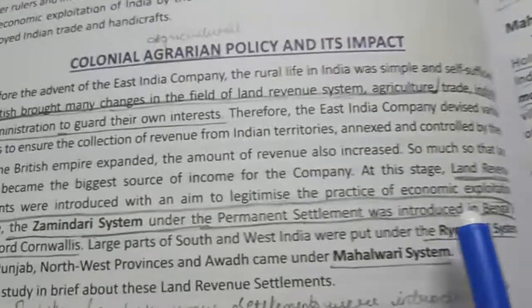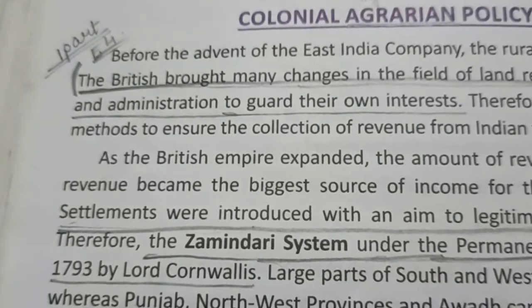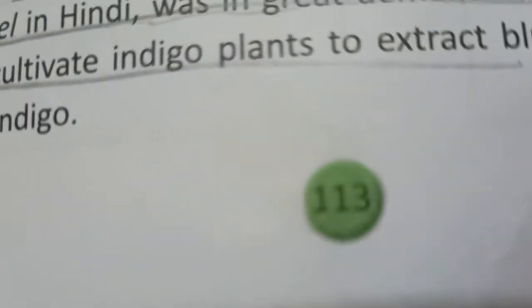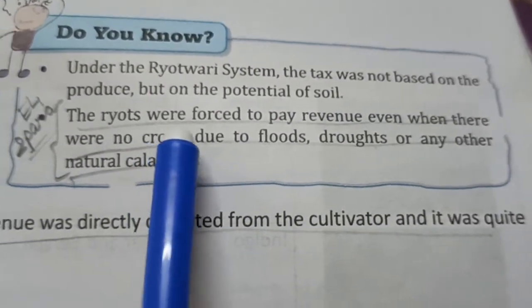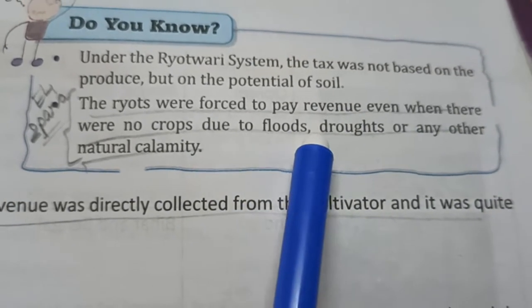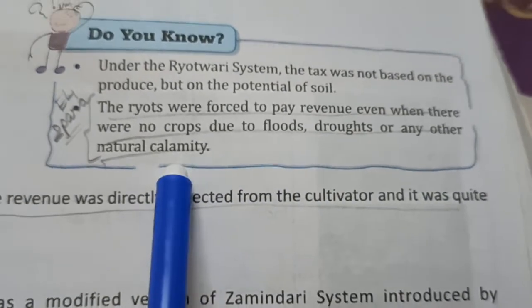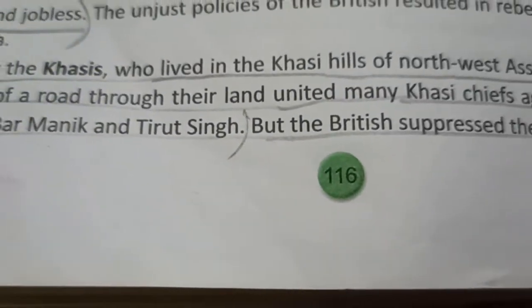Now, as I have told you, you will write the answer of this question in 3 parts. So second paragraph you will write, take out page number 113. It is written, E, fourth answer. Second paragraph you will write, the Ryots were forced to pay revenue even when there were no crops due to floods, droughts or any other natural calamity. And now third paragraph you will write, which is on page number 116.